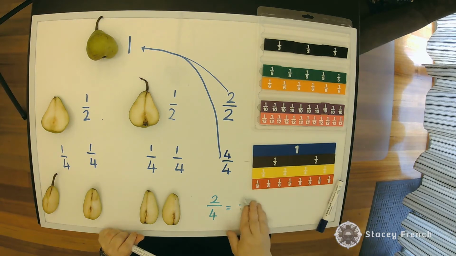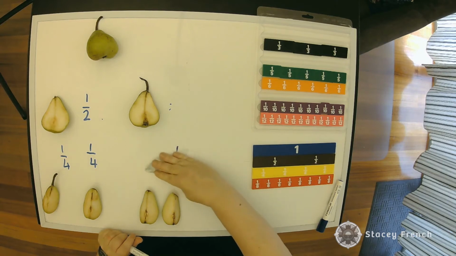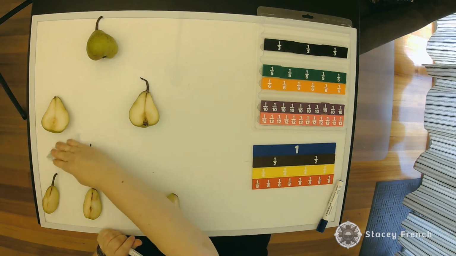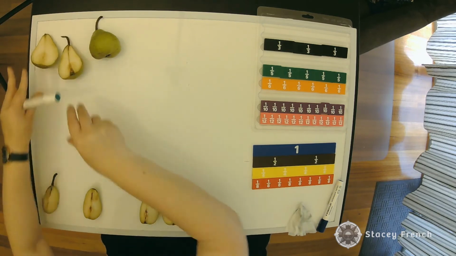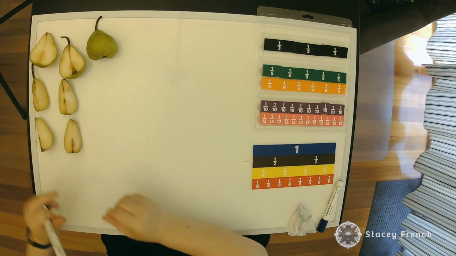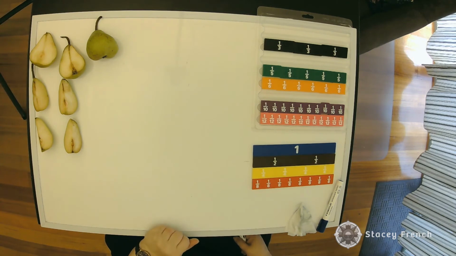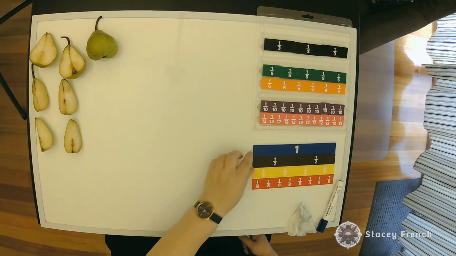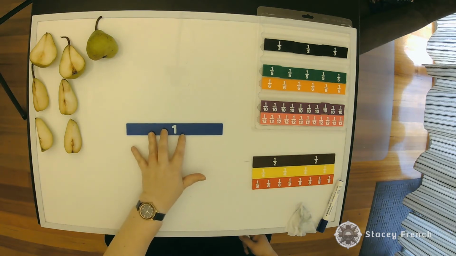Excellent. Let's try it without pears. Let's try it with our fraction strips. Move my pears to the side. There we go. All right. Fraction strips show us equivalent fractions and let us do sums with equivalent fractions, using rectangles that are the same size.